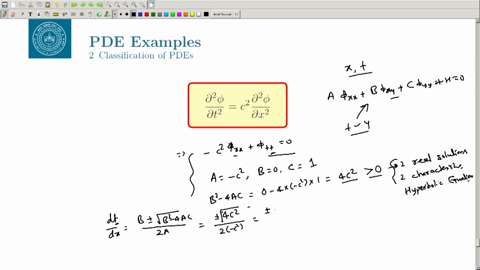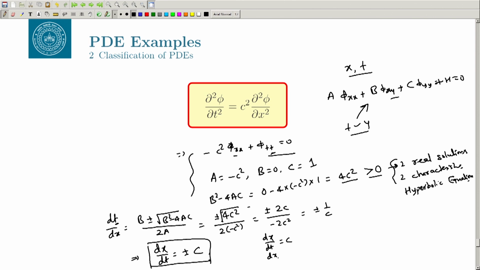So, this is plus minus 2c by minus 2c square, this is plus minus 1 by c, right, or you can write dx by dt is equal to plus minus c. Okay. So, we also got our characteristic lines. Okay. So, the characteristic lines will be along the direction which is basically dx by dt equal to c and dx by dt equal to minus c, right, in two directions.